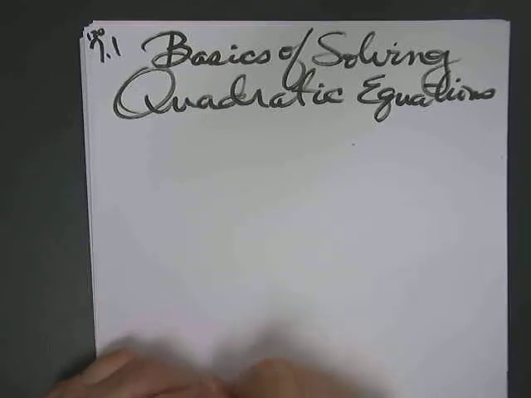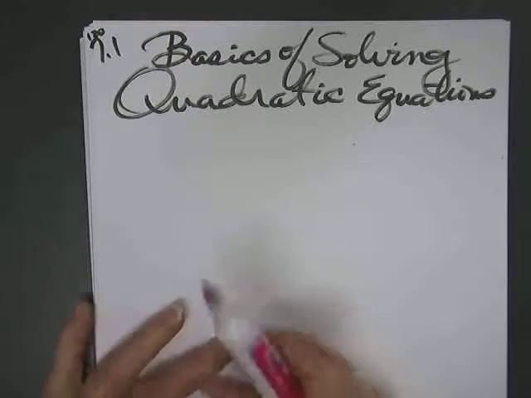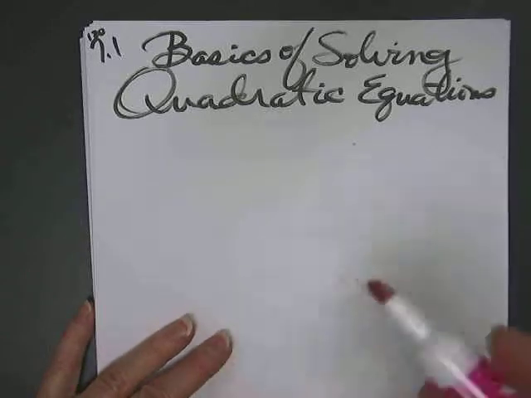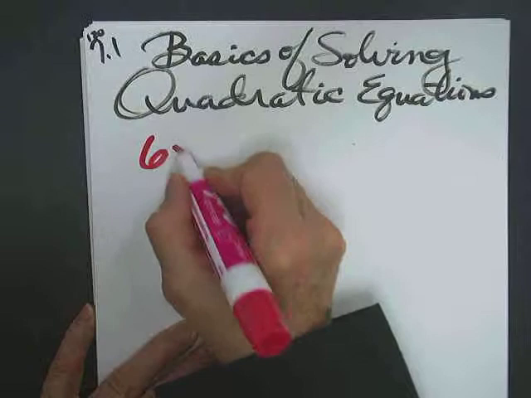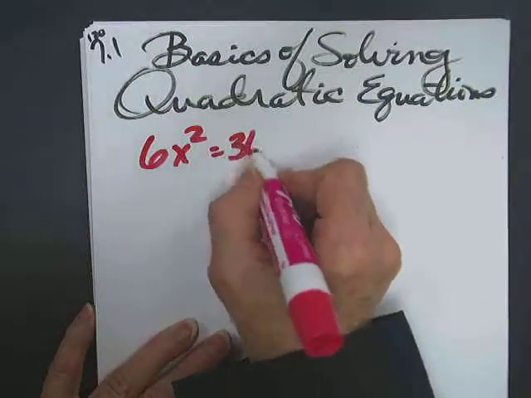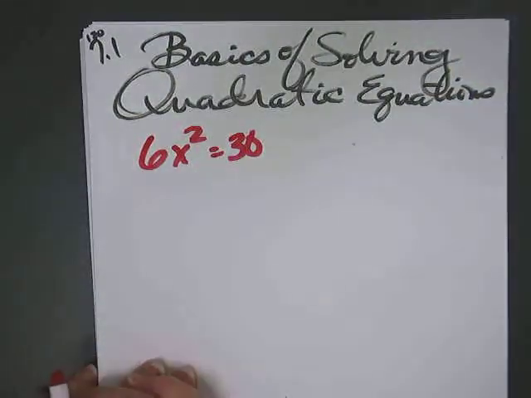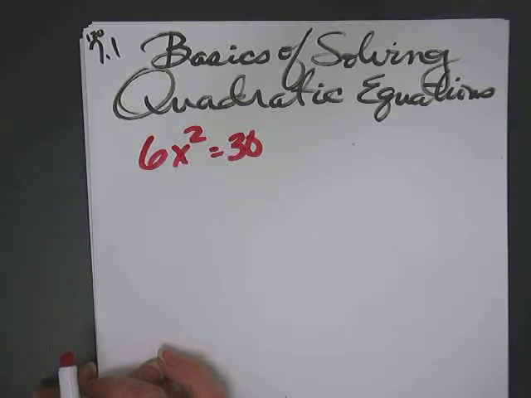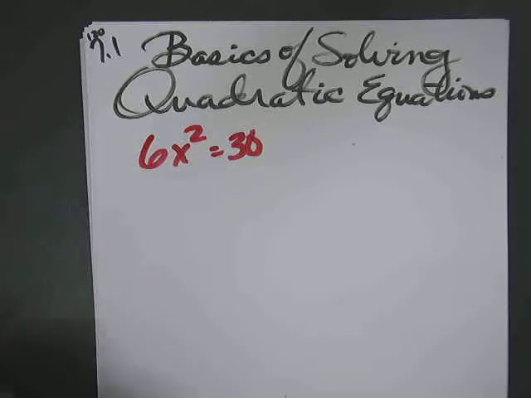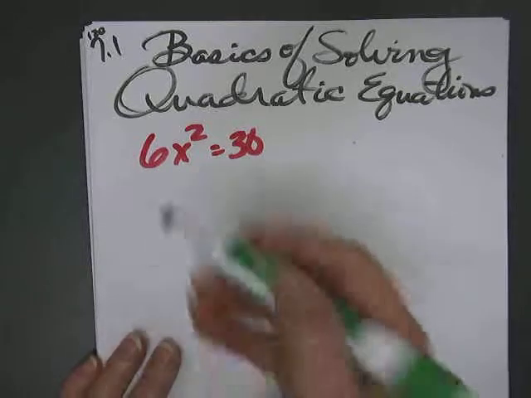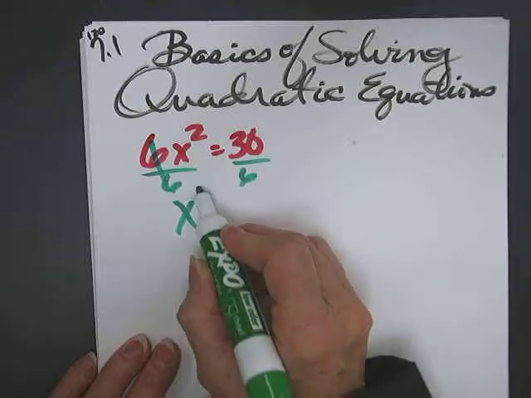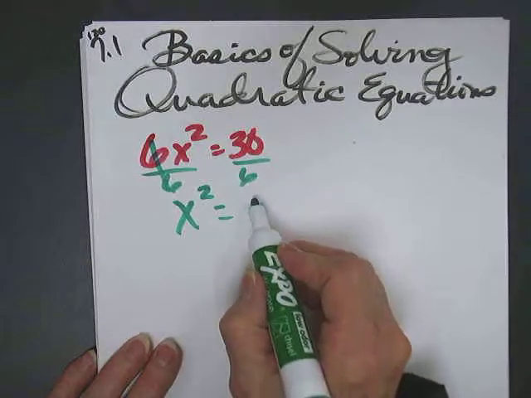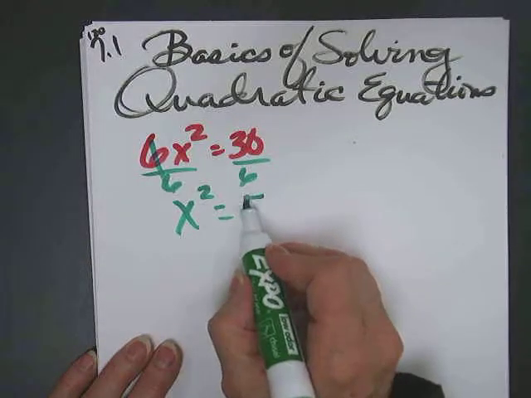So first of all, let's do one that's not so hard. Let's do solving 6x squared equals 30. Solve that. To solve that, what's the first thing you're going to do? Divide by 6. It's x squared equals 5, right?